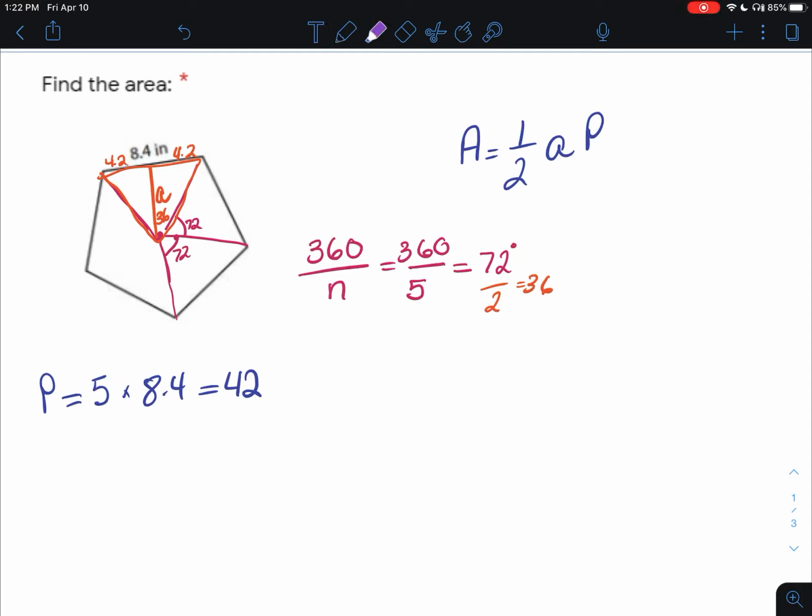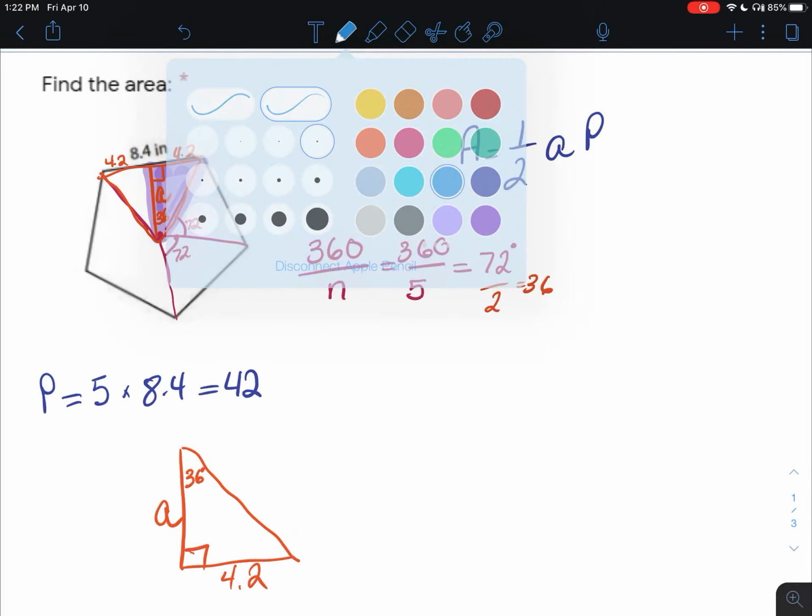Now, to make things a little bit easier, I'm going to pull out this triangle so that we can work on that individually. So here we go. So 4.2 is that side measurement. We found that this angle was 36 degrees. The apothem always falls at a 90 degrees, so that helps us with that. And here's our apothem. The best way to do this one is using trigonometry.